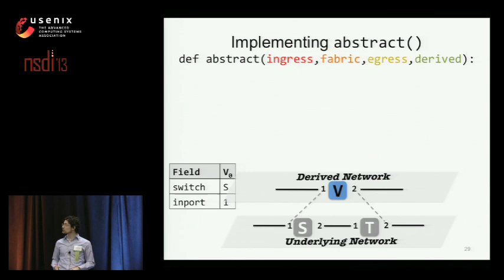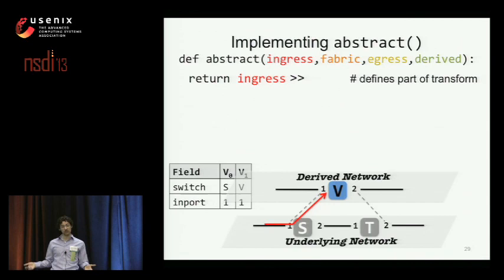So let's actually implement this in terms of features I've already shown you. We've got a packet that arrives at switch S port 1. We're going to note that corresponds to arriving at virtual switch V port 1. And in fact, the first thing we'll do is apply the ingress policy, which is just going to push V and 1 respectively onto the switch and inport stacks.